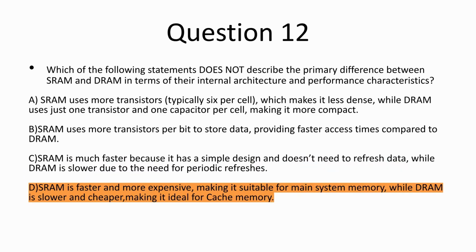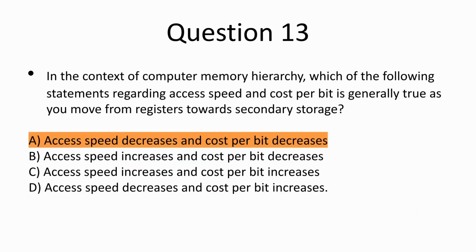Question 12. Which statement does not describe the primary difference between SRAM and DRAM? The correct option is D. SRAM is typically ideal for cache memory, and DRAM is commonly used for main system memory. Question 13. In the memory hierarchy, what happens to access speed and cost per bit as you move from registers towards secondary storage? The correct answer is A. Access speed decreases and cost per bit decreases.